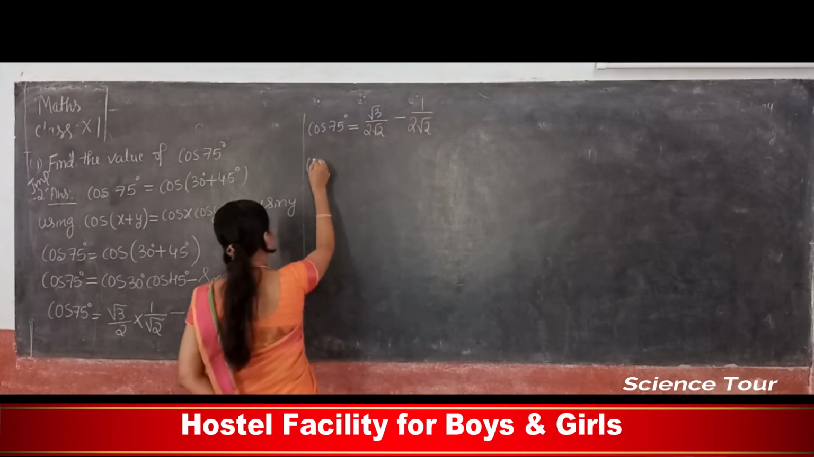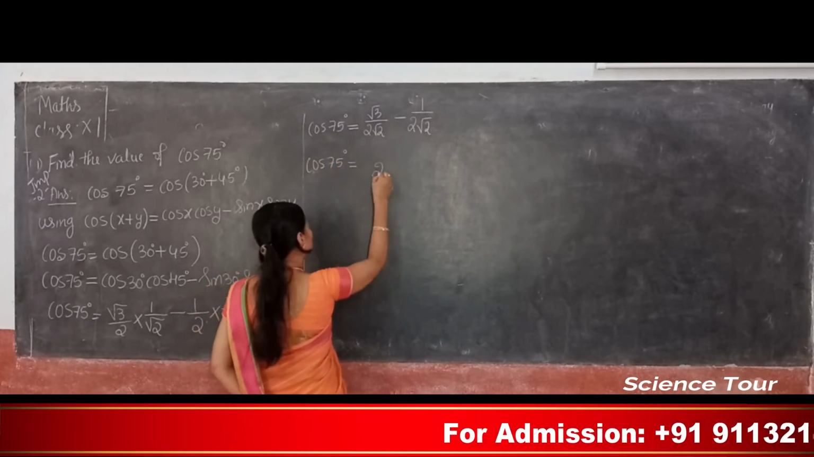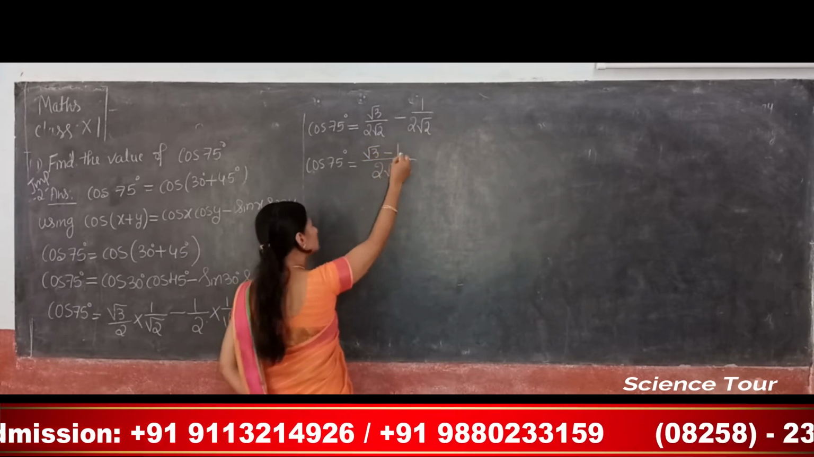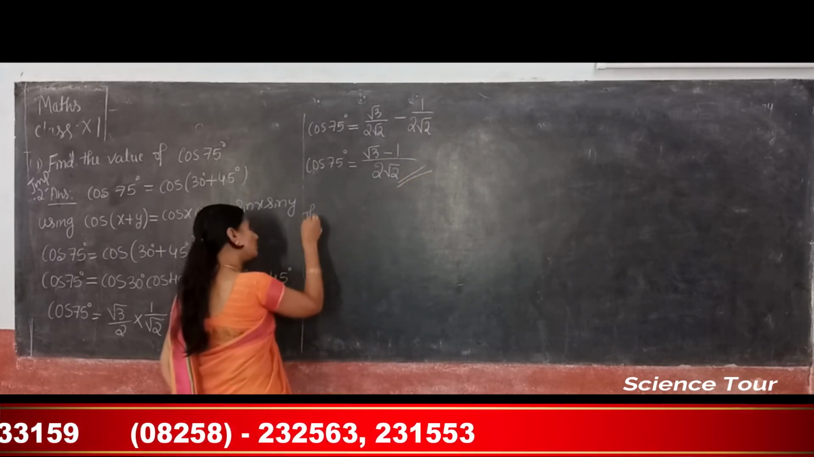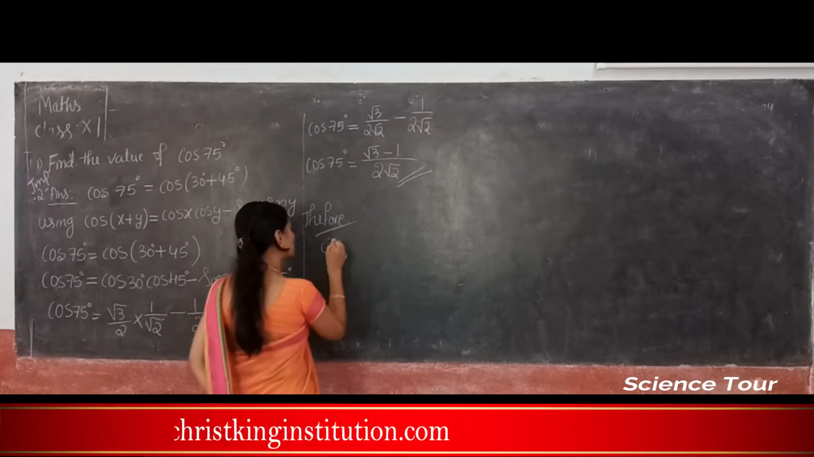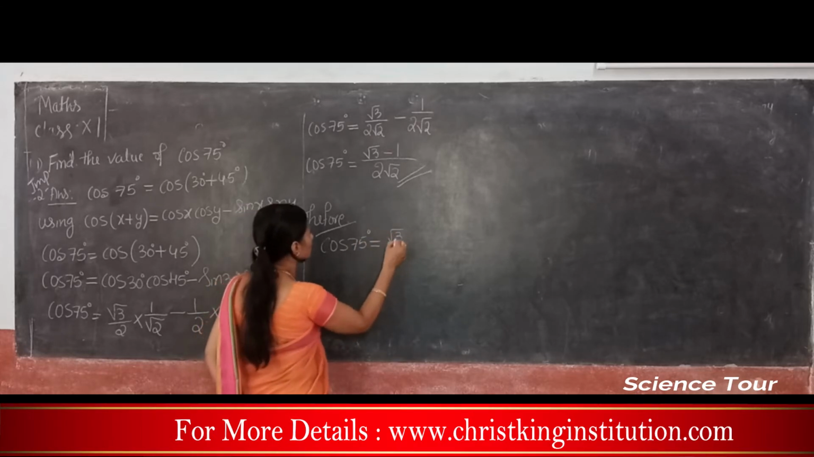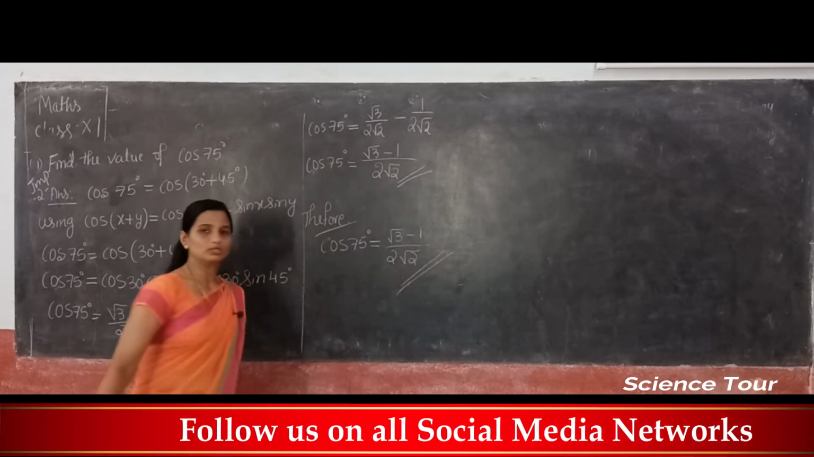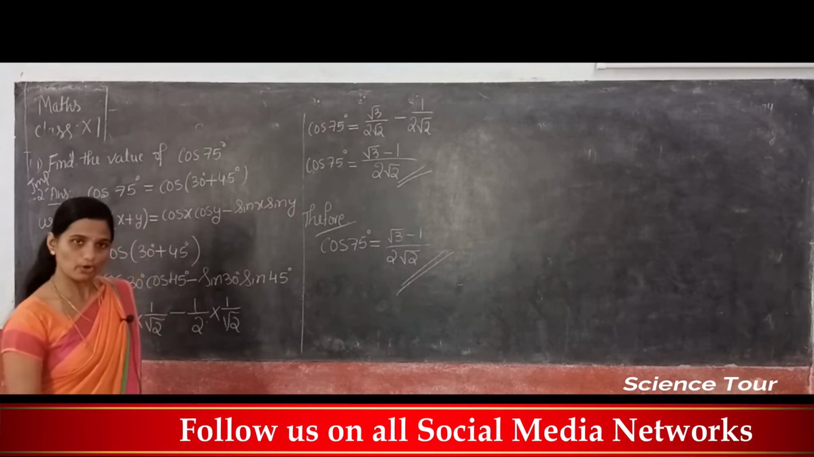So cos 75 degree is equal to root 3 minus 1 over 2 root 2, correct? The LCM is the same. So this is the answer. Therefore cos 75 degree is equal to root 3 minus 1 divided by 2 root 2. Important question for 2 marks.